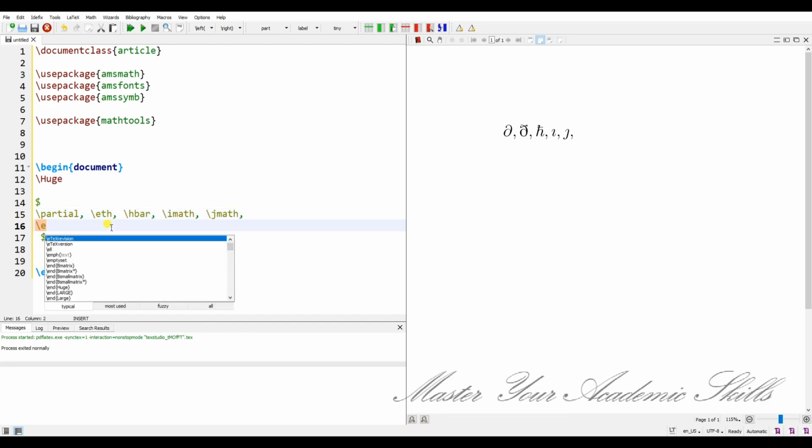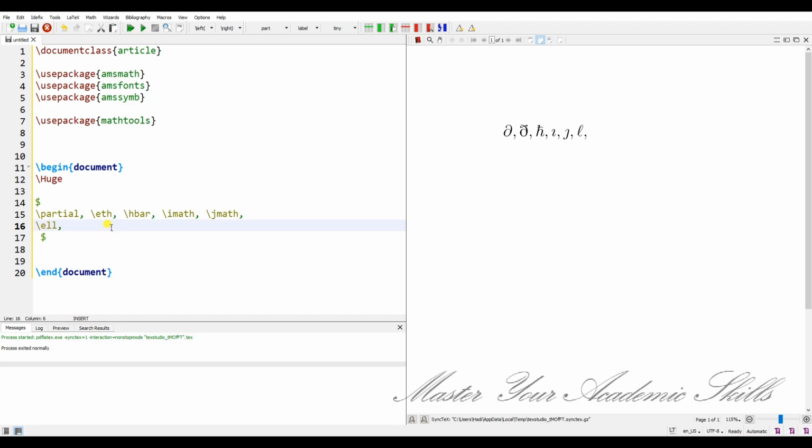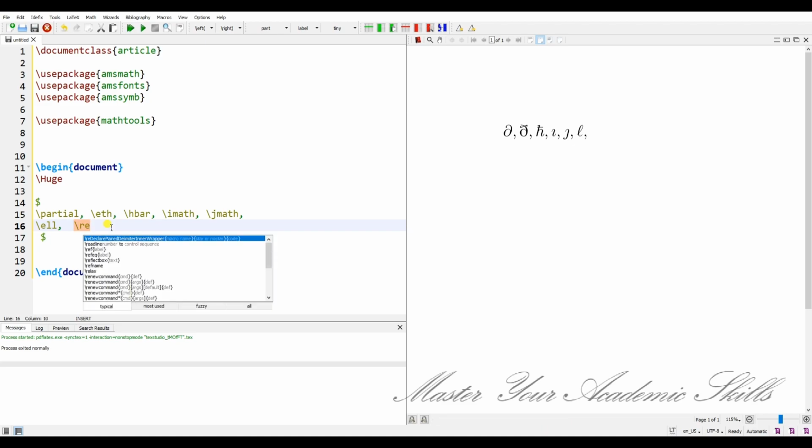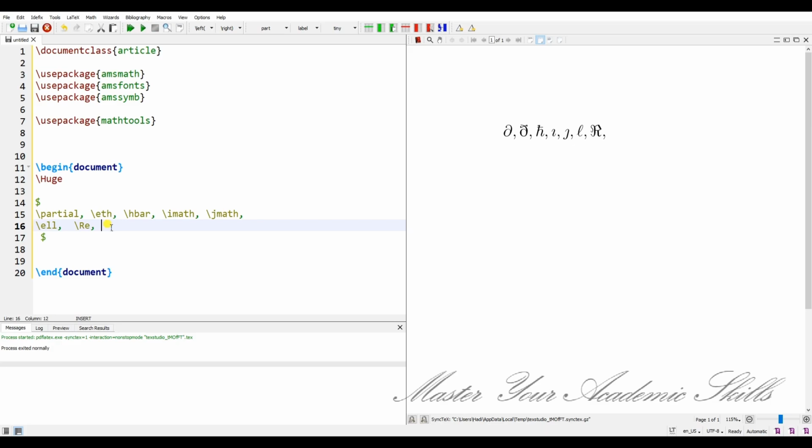Another one I have is L. Yes, L is another form of L. You see, this is used in mathematics. Another form for real number, just simply RE. Yes, for real part or real number. Another one is IM, which stands for imaginary. Yes. Another one is WP. You see, this is WP.